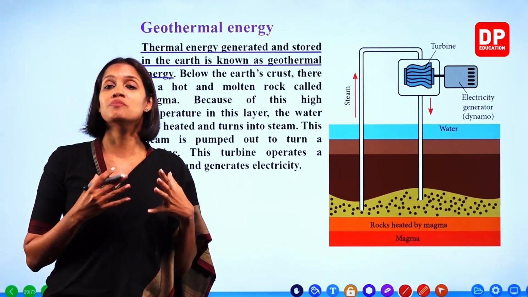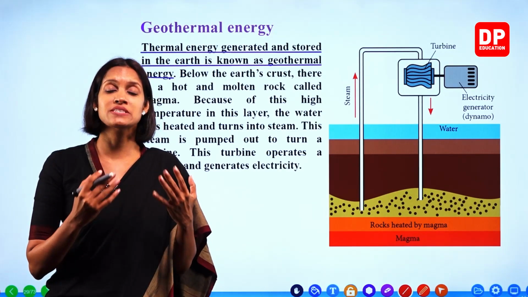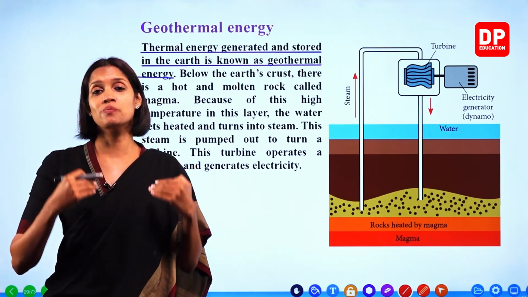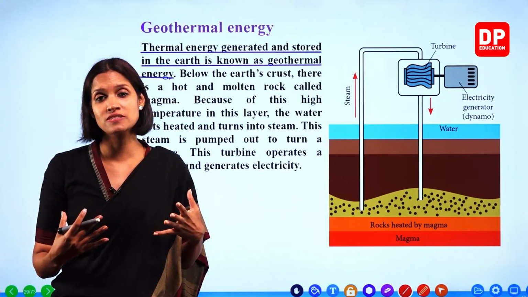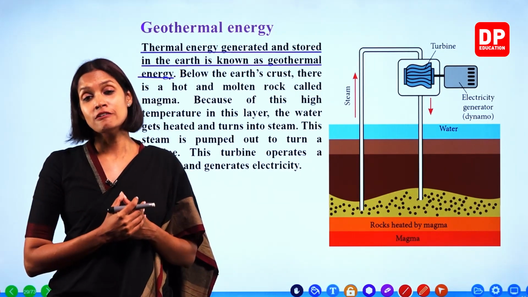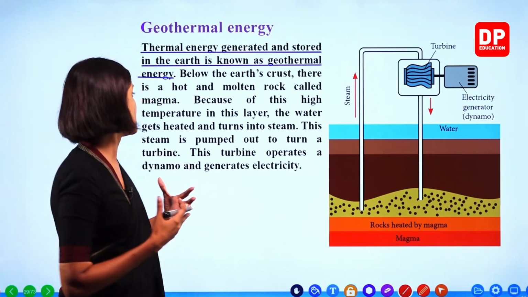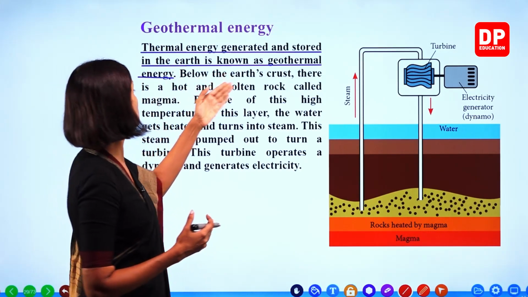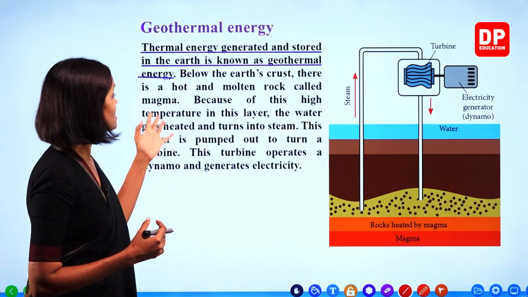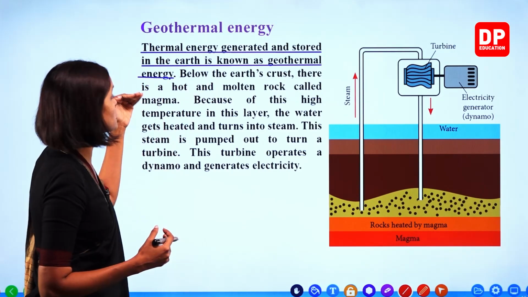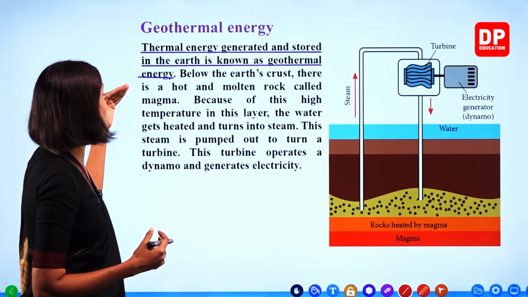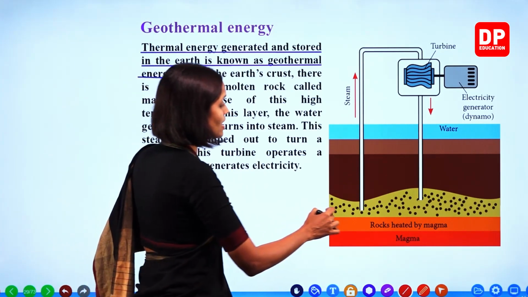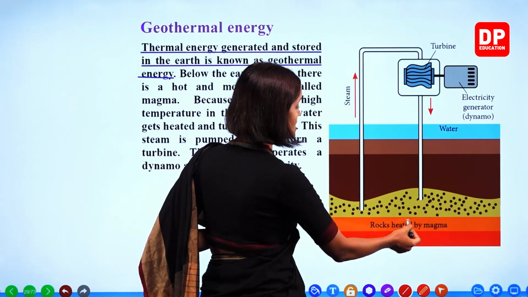So when we consider the mantle, the lower mantle is present as molten rocks. Because of the high temperature, rocks melt and become liquid rocks. This is called magma. Right, the temperature of magma is very high. So below the earth's crust, there is a hot and molten rock called magma. Here, because of this high temperature in this layer, the water gets heated and turns into steam. Now here, we can identify areas of rocks heated by magma.